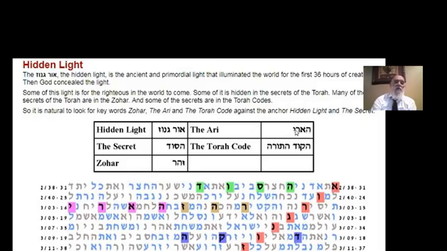Ari is the abbreviation of Isaac Luria, and everything in the Torah code. Yeah? So you can see the secret, the hidden light, and this is the best meeting of the Torah of Ari, of Isaac Luria, and the Zohar, who was then the commentator of the Zohar. And then again you have a code that comes with the hidden light, which is in the Torah.